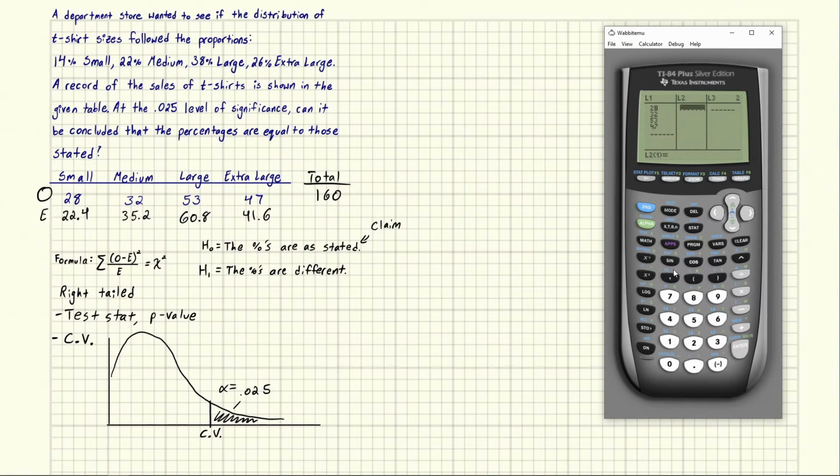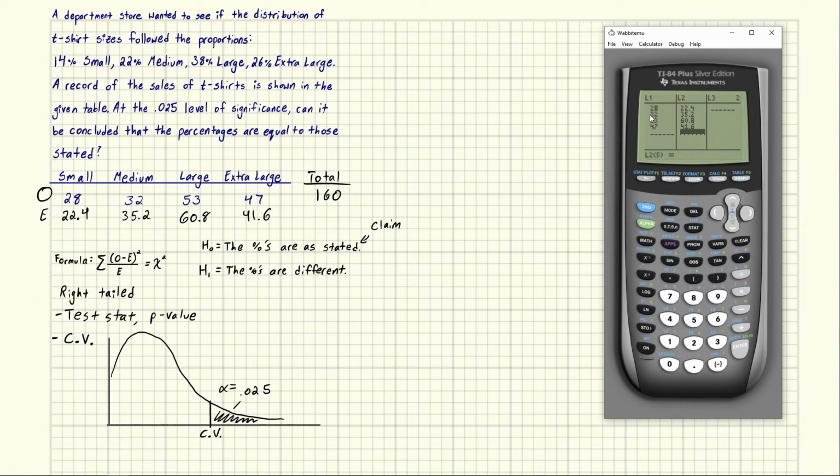All right. And for the expected, that's 22.4, 35.2, 60.8, and 41.6. Cool. Now while we're here, let's notice that our degrees of freedom, we're going to need that.